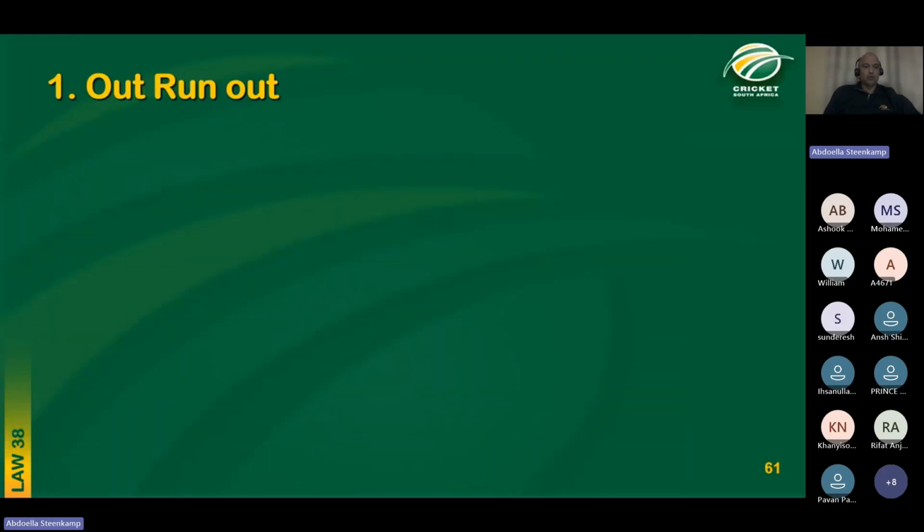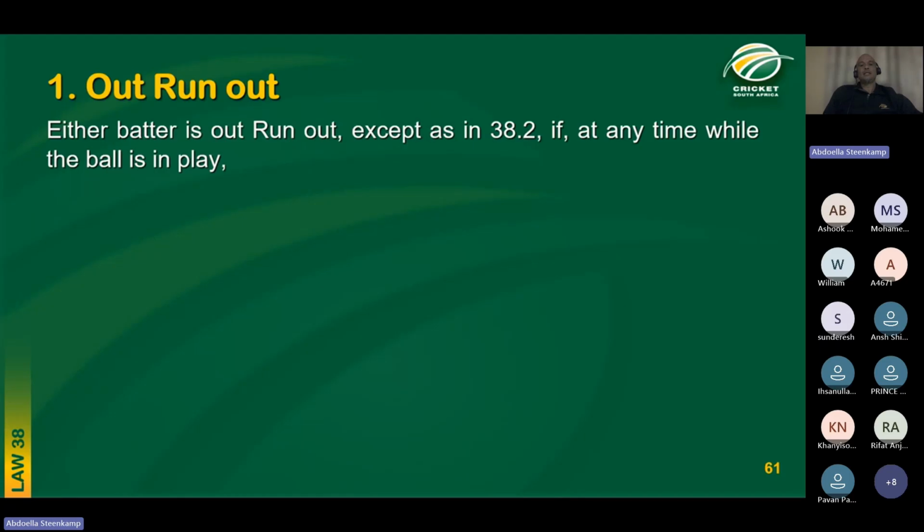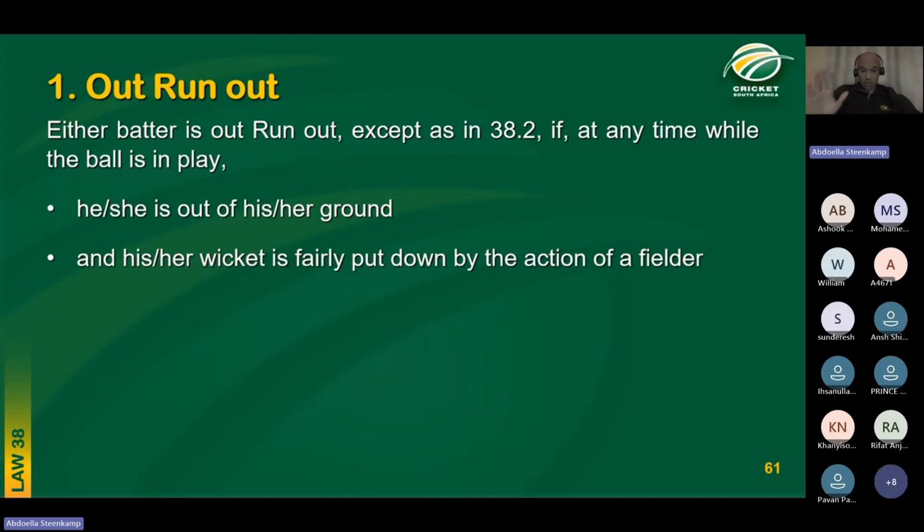The run-out law. I'm first going to focus on when either batter will be out run out. Then I'm going to focus on when the batters will not be out run out. Let's first look at when a batter will be out run out. At any time while the ball is still alive, while that ball is still in play, the law wants the batters to have some part of their person or bat grounded behind the popping crease at their respective ends. If not, and the wicket is fairly put down by the action of any of the 11 fielders, and there's an appeal, either batter is to be given out run out.